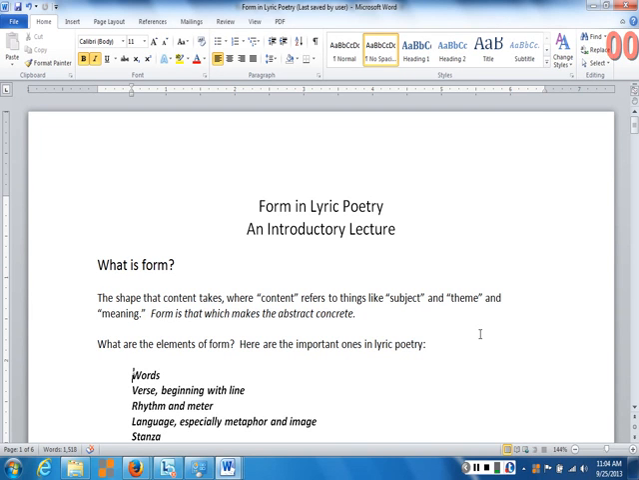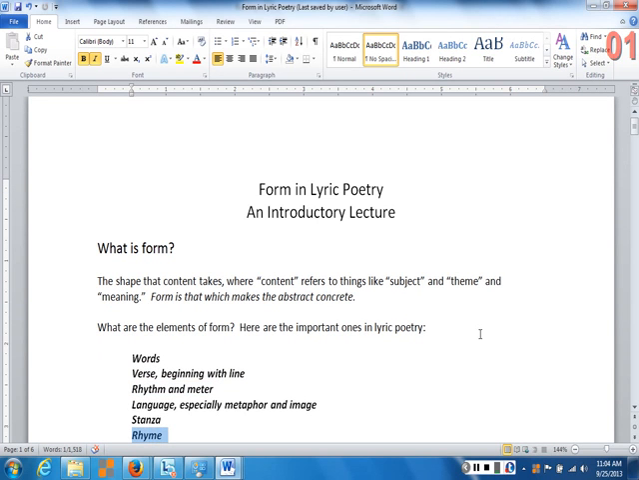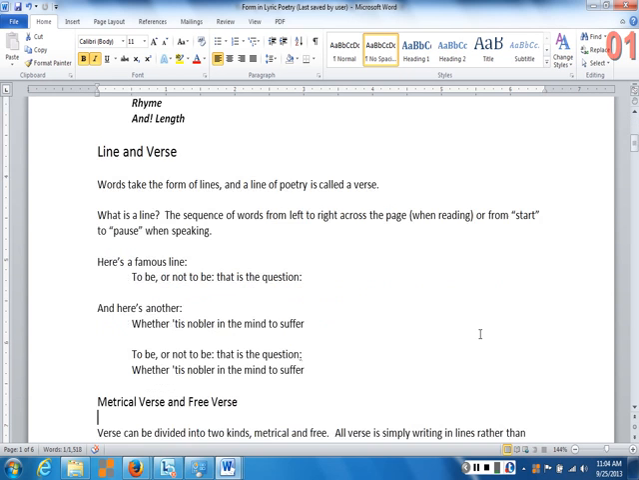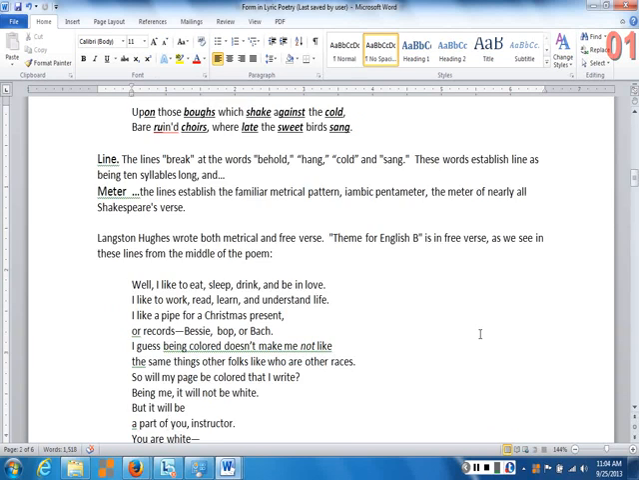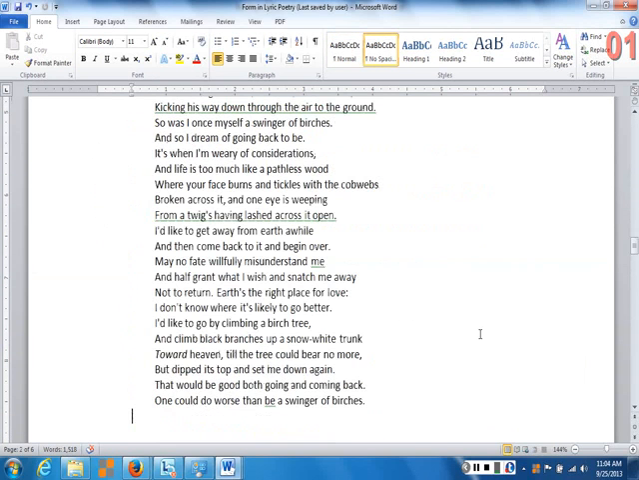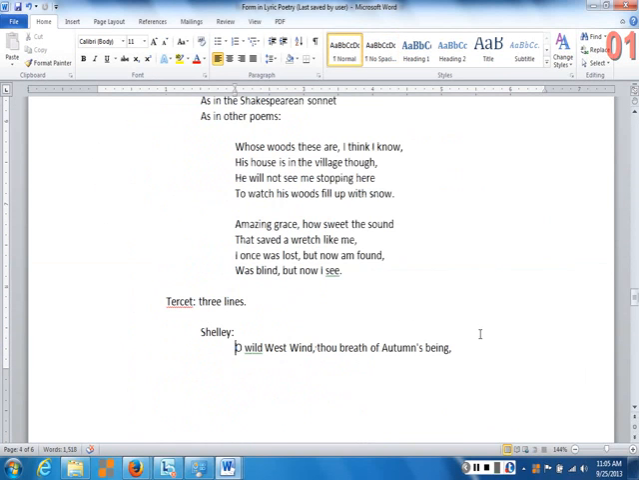So the elements of form, the main things that we discussed in the first part of this lecture, were verse, beginning with the idea of line, and we discussed rhythm and meter, and we discussed rhyme, okay? And we're going to continue now with stanza. So let me scroll down here. We get to the stanza section, and we will look at what we mean by stanza.